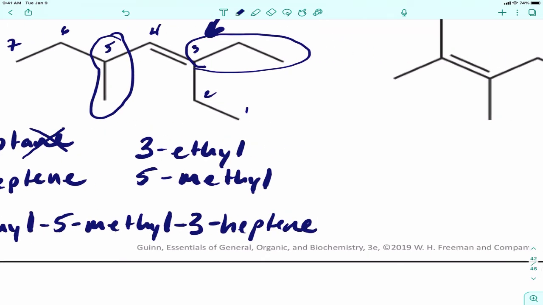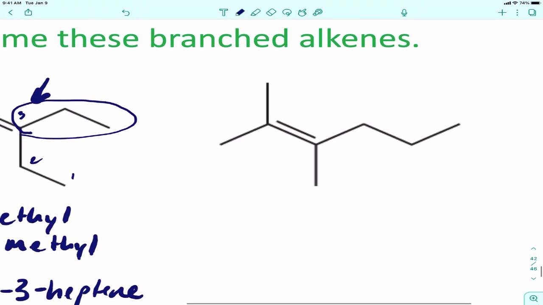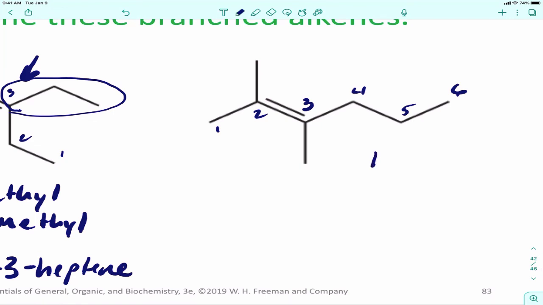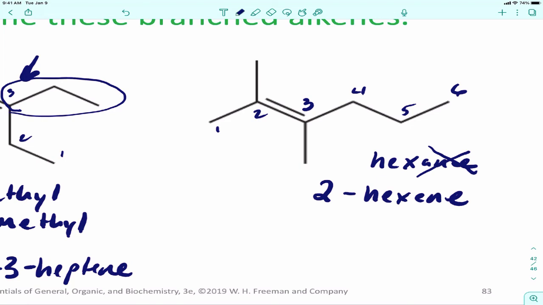All right, so let's try the next one. We want to number this so that we get the longest carbon chain. In this case, we've got 6 carbons, and the double bond is going to occur between carbons 2 and 3. So 6 carbons would be hexane, but we replace the -ane ending with -ene, so it's hexene. Since the double bond is between carbons 2 and 3, it should be 2-hexene. Looking at both of these carbons, there are no hydrogens on each of them, so cis and trans doesn't pertain here. So 2-hexene is good for this compound.